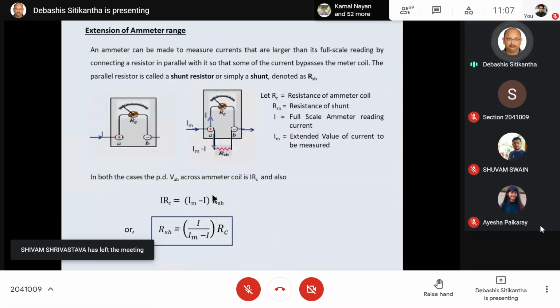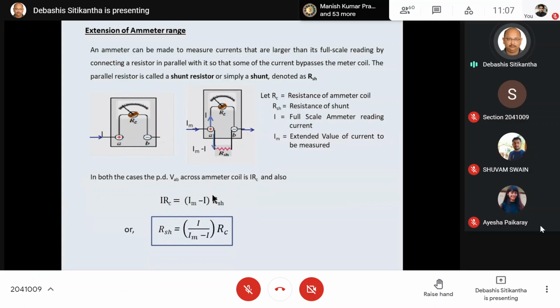Now let us move on to the main part in this chapter, that is the extension of ammeter range. Obviously, every year some question used to come on the extension of either an ammeter or a voltmeter. So, alternatively, questions used to come. So, please be very serious about it. Now, the concept is extension of ammeter range.